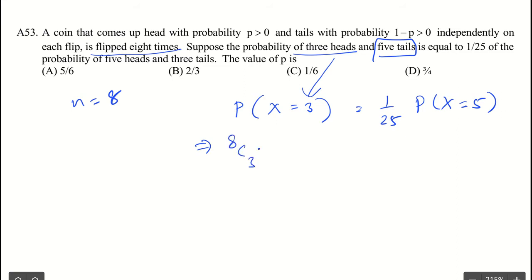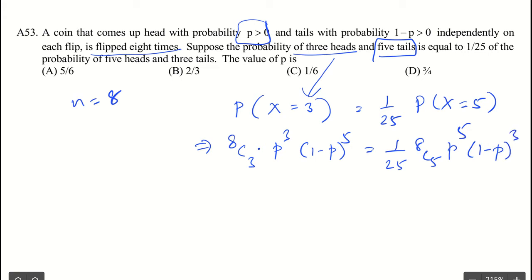Now we simply substitute the formula. This is 8C3, success probability is given to be p, so it is p cube, and that is (1 minus p) to the power 5, is equal to 1 by 25 times 8C5 p to the power 5 (1 minus p) whole cube. Now we know that 8C3 is the same as 8C5, cancel p cube and also (1 minus p) whole cube on both the sides. You will have (1 minus p) whole square is equal to 1 by 25 times p square. You simply have a quadratic in p, solve, you have your p value.